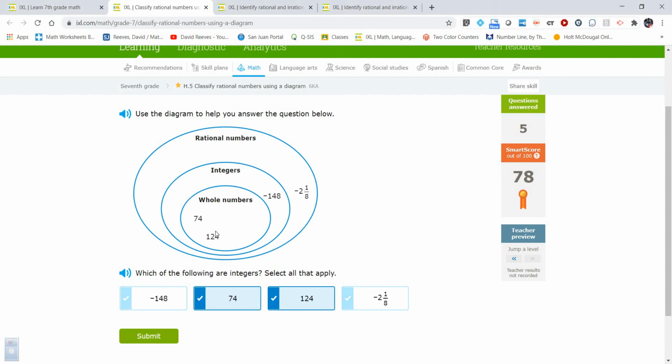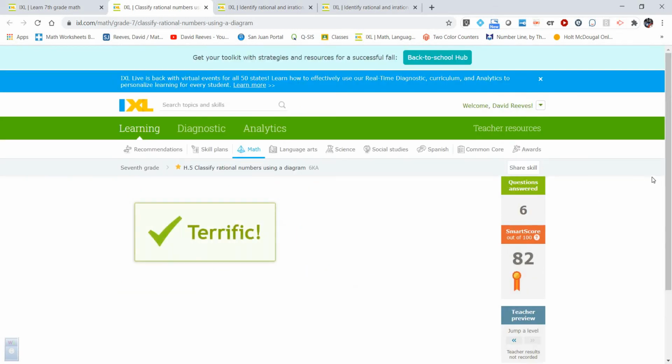Here's negative 148. That is an integer. What about negative 2 1/8? Is that an integer? It's not. Okay. Remember, sometimes students think all negative numbers are integers. Not so. Integers are whole numbers and their opposites. No fractions, no decimals.